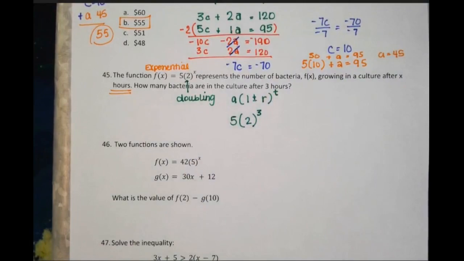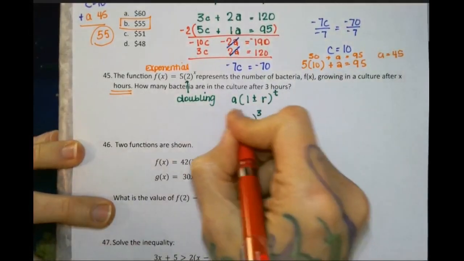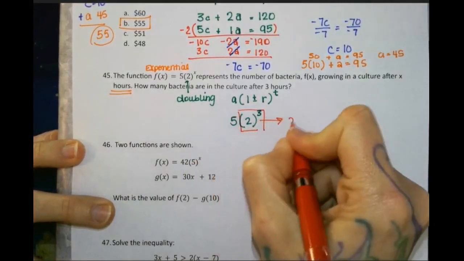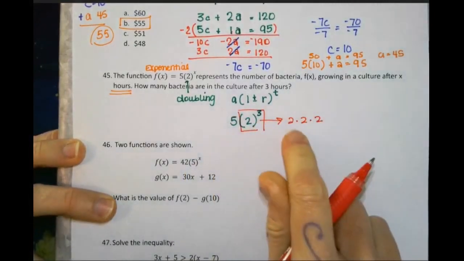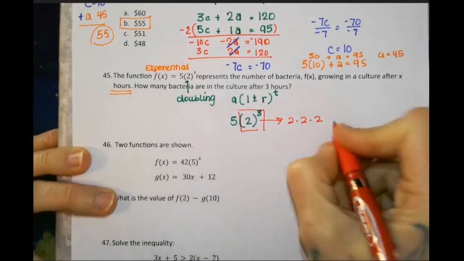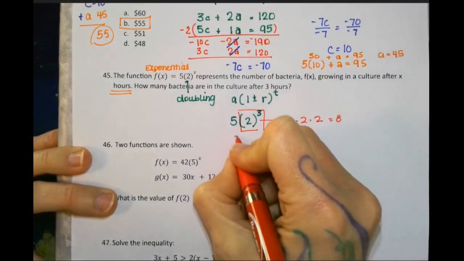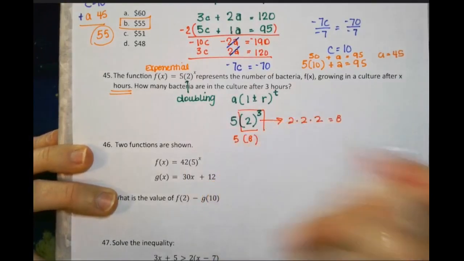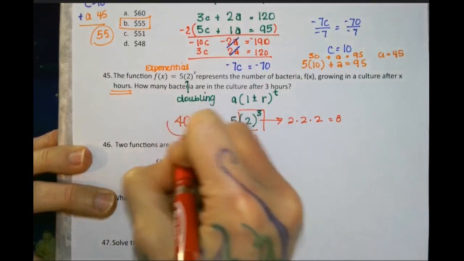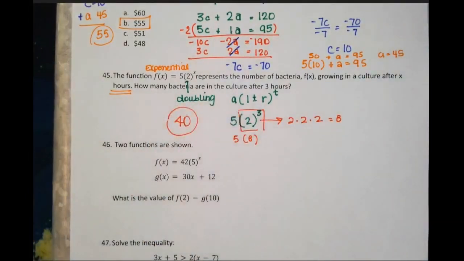Without a calculator, this is still a fair question. 2 to the third power, remember, is 2 times 2 times 2. 2 times 2 is 4, times 2 is going to give us 8. So this is simply 5 times 8, which gives us 40. Now we're done. Don't panic.